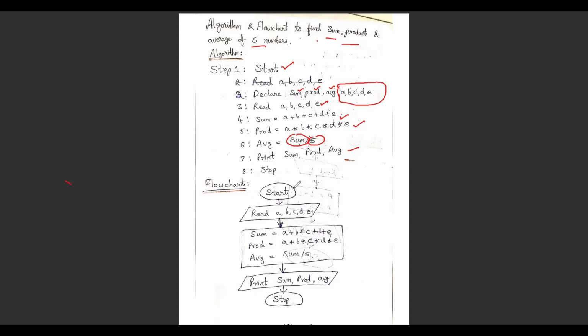If you take the same thing in terms of your flowchart, you're going to read in a parallelogram with five variables. Then you're going to calculate in terms of your rectangle. Okay, this is the rectangle.